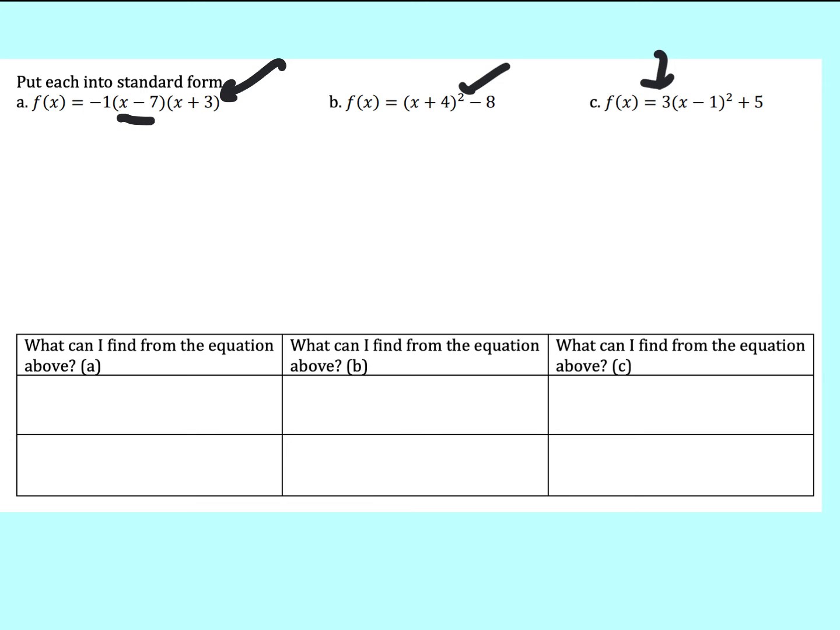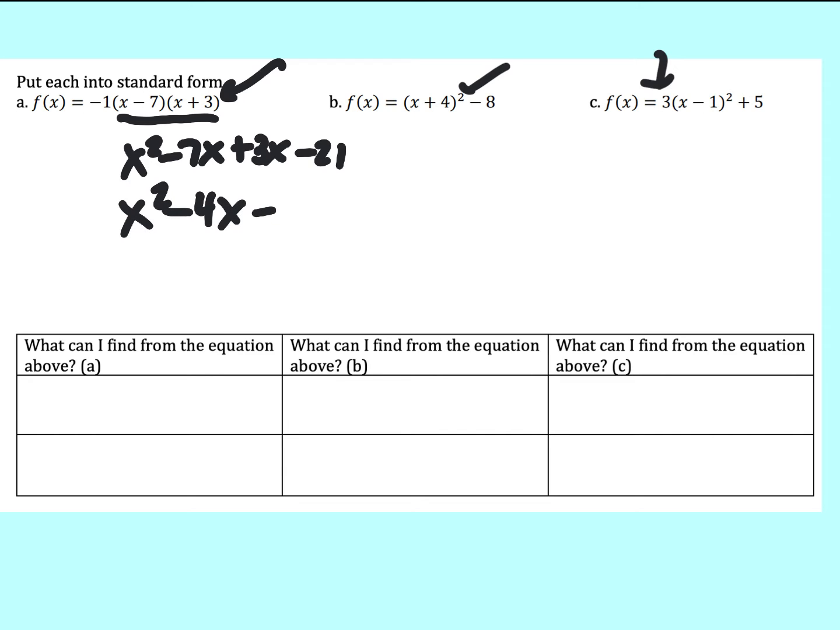I hope you're multiplying this out first, and then you're going to distribute the negative. Pausing. Okay, here's how it should have gone. X squared minus 7x plus 3x. Some of you do that in your head together and make that negative 4x. That's cool. Minus 21. X squared minus 4x minus 21.